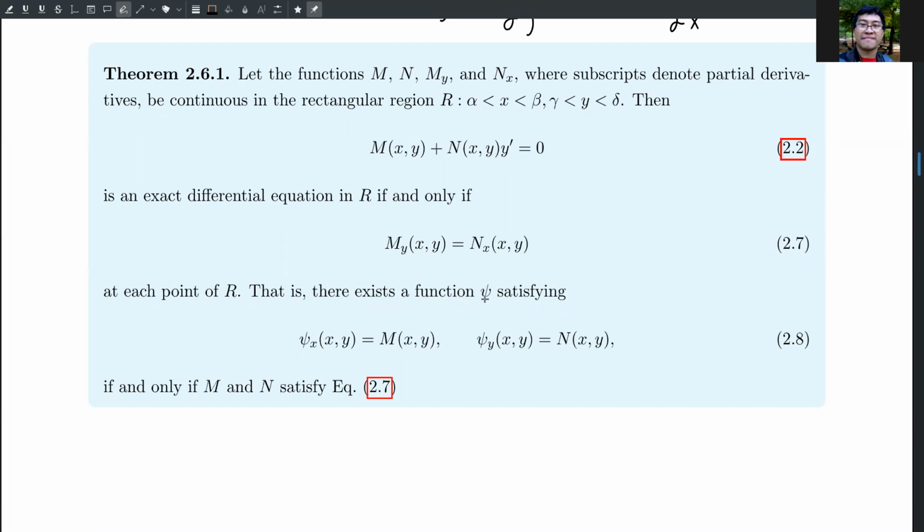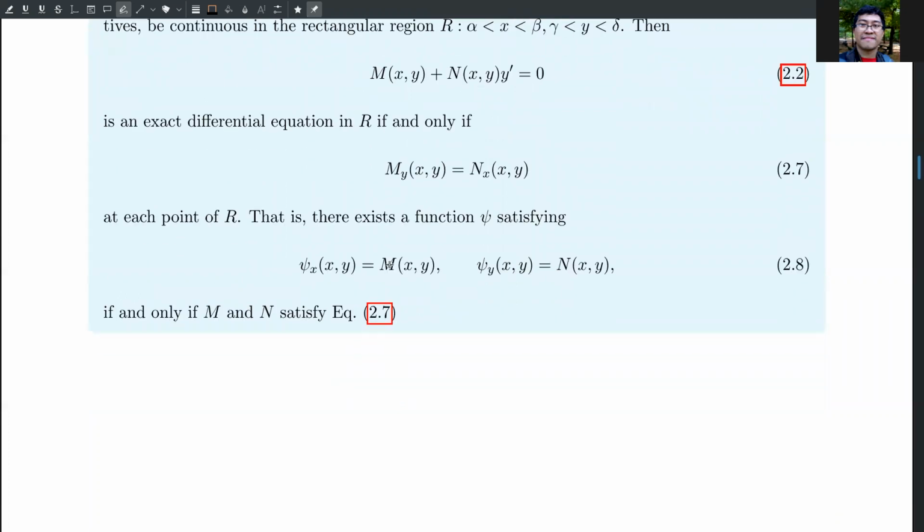So this also means that there is a function psi satisfying the exact differential equation, or the solution of our exact differential equation satisfies partial derivative of psi with respect to x equals m, and partial derivative of psi with respect to y equals n, if and only if m and n satisfy 2.7.